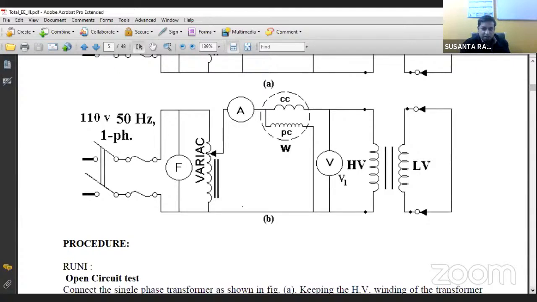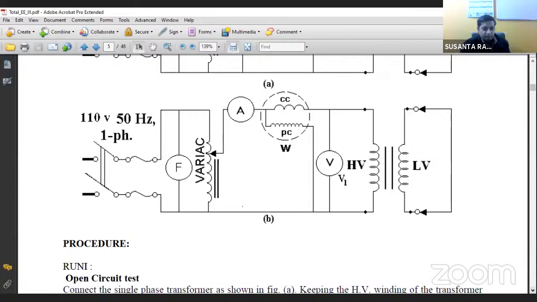Have you understood? My objective is different. Here my objective is to determine the series branch parameters, and the series branch power loss depends on the current, not on the voltage. So therefore, we are going for the rated current.